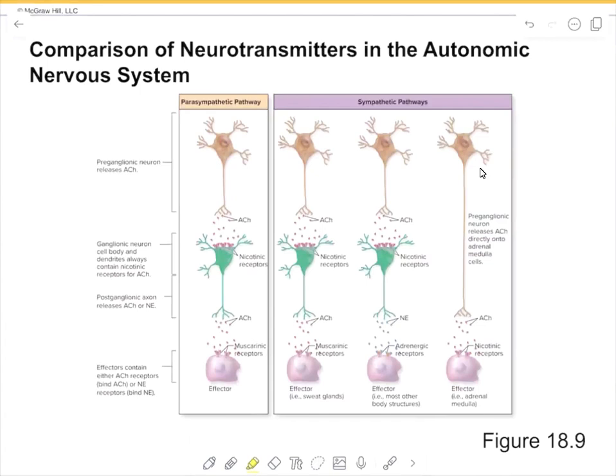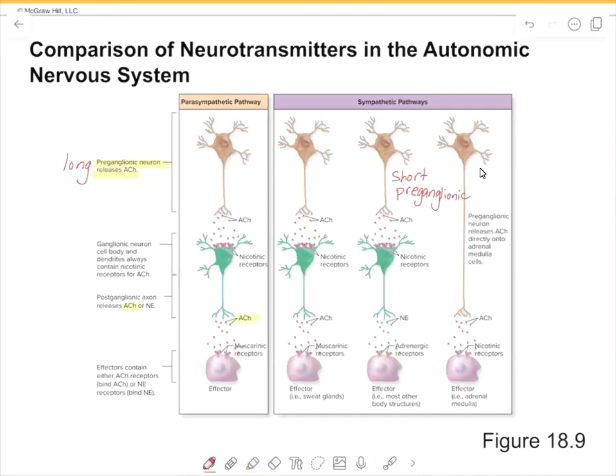So we can see with the parasympathetic pathway, the preganglionic neuron releases acetylcholine. And remember that the preganglionic neuron is long in the parasympathetic pathway, and it is short in the sympathetic pathway. The ganglionic neuron is what's going to release acetylcholine in the parasympathetic pathway.